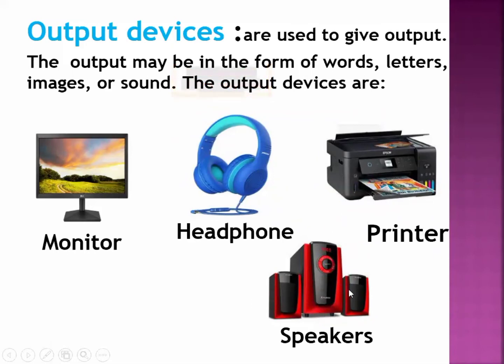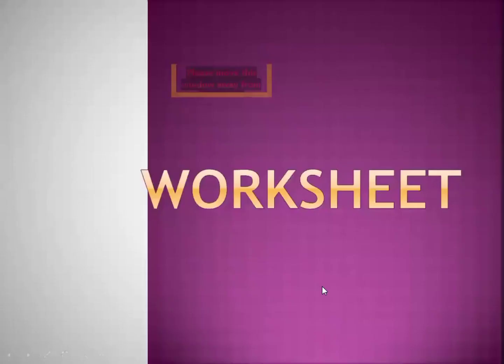Speaker is also called an output device because speakers give output in the form of music, in the form of sound. So these all are output devices. Which devices give output? These devices are called output devices. Output may be in the form of words, letters, images, or sound. So what are the output devices? The output devices are monitor, headphone, printer, and speakers.